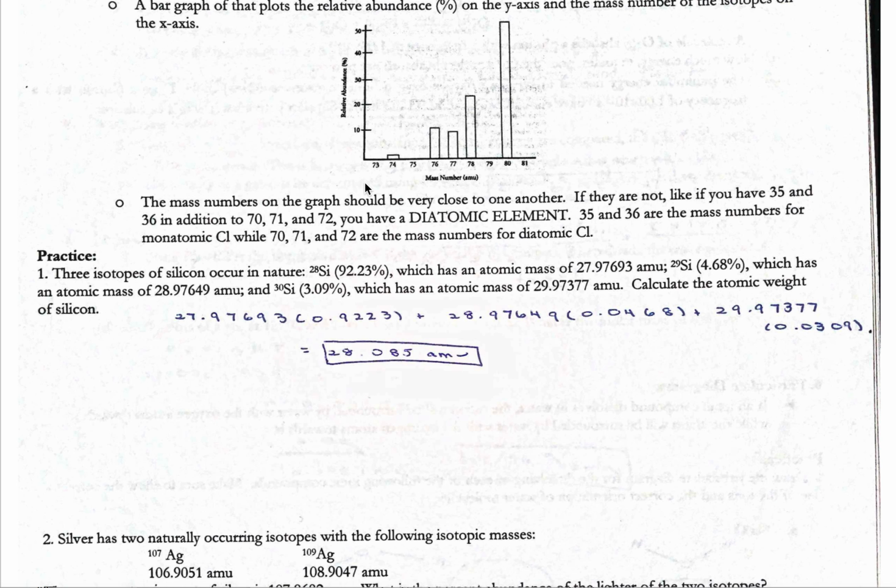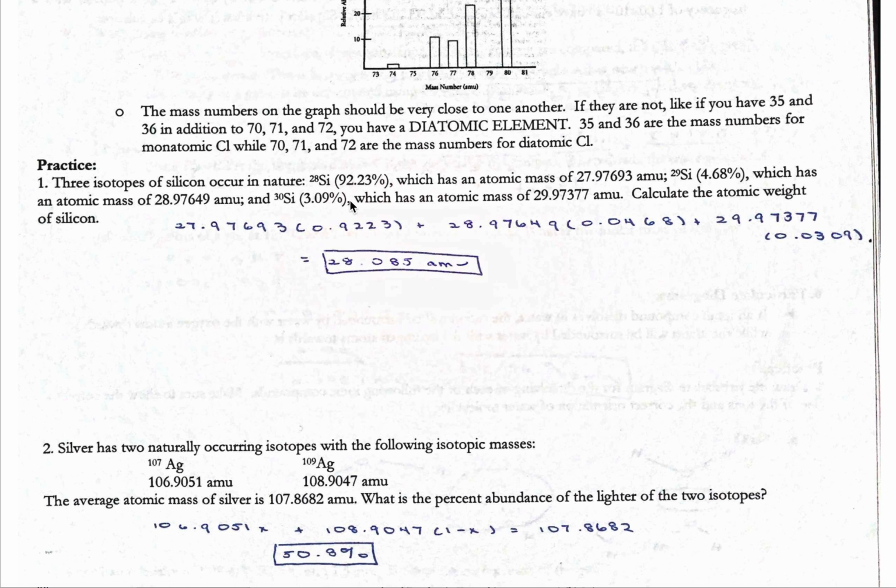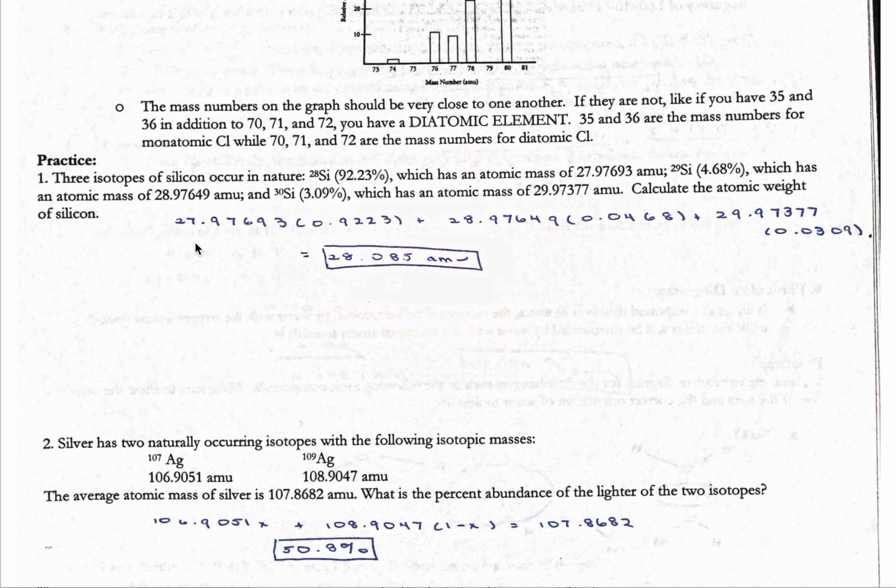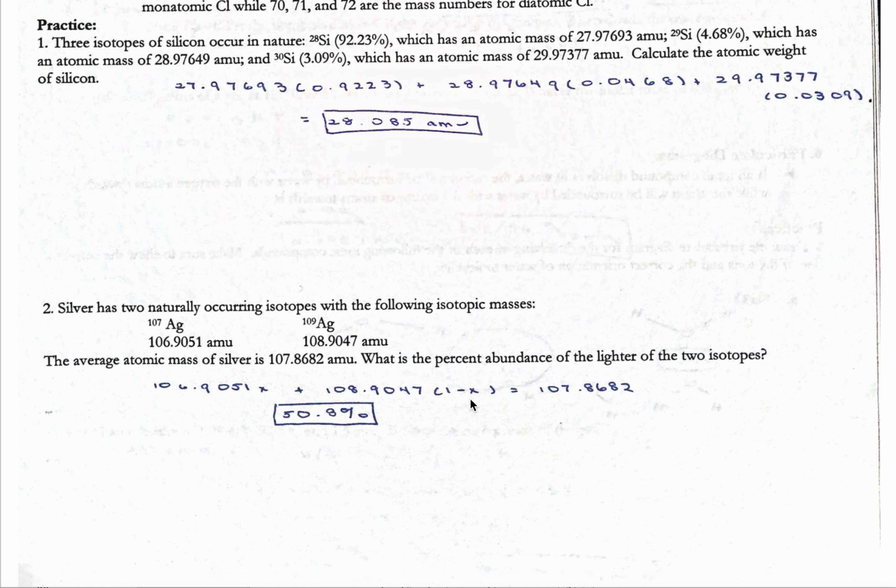All right, for isotopes, remember this is a weighted average. So you take the mass number that's given to you and multiply by its percent abundance. Remember to move the decimal place over 2 places. So this becomes 0.04, this becomes 0.03, so just be careful there.